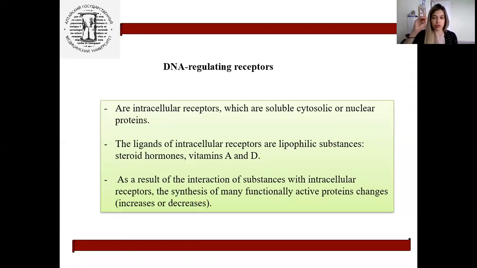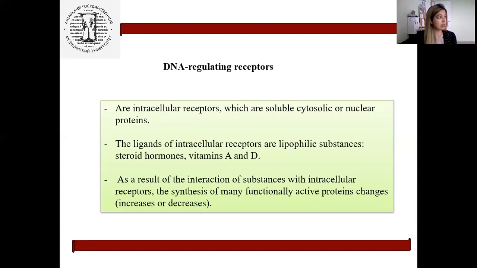The ligands of intracellular receptors are lipophilic substances, steroid hormones, vitamin A and D. Why lipophilic? Because to get inside the cell, they have to go through the lipids of the membrane. Only lipophilic substances can go through the lipids. That's why they come inside and they can bind to these receptors. As a result of the interaction of substances with intracellular receptors, the synthesis of many functionally active proteins changes. Why? Because they can affect DNA.